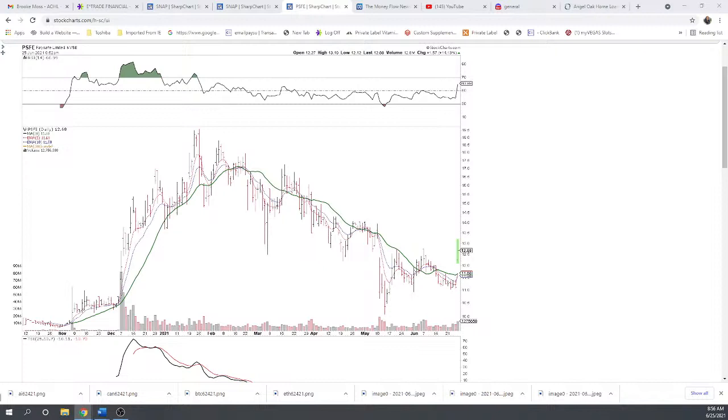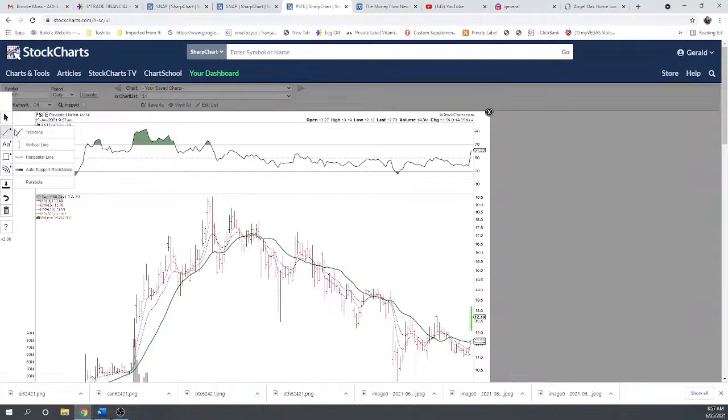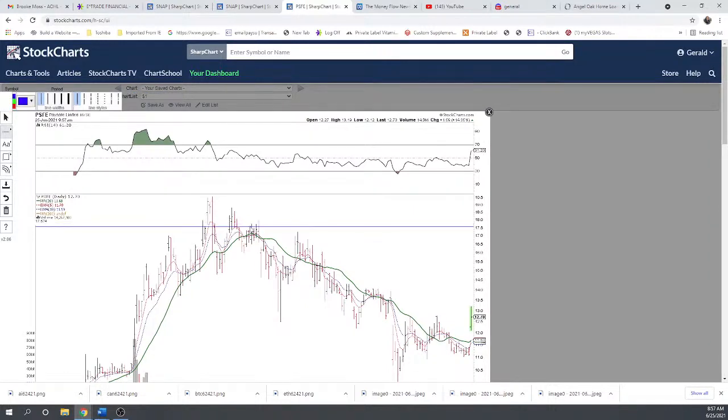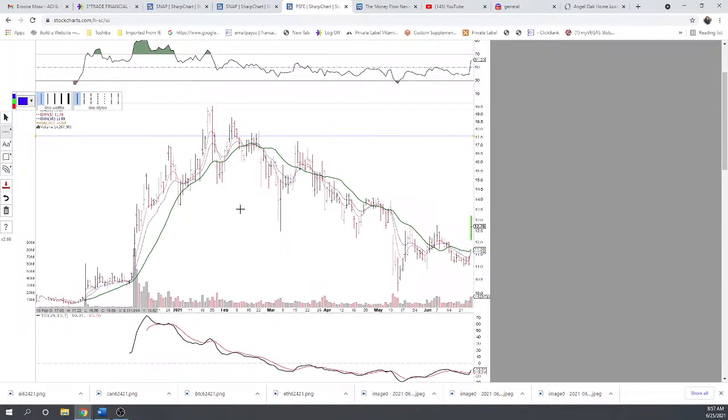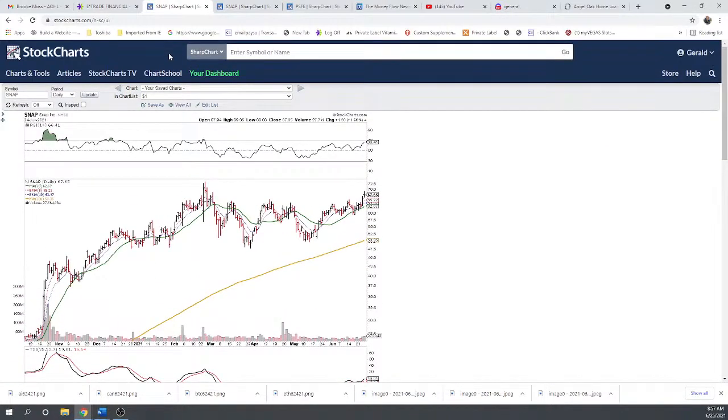So we're looking at the stock of PSF. Let's put on the previous high here. Break this down. Get interested in this, then we pick this up.